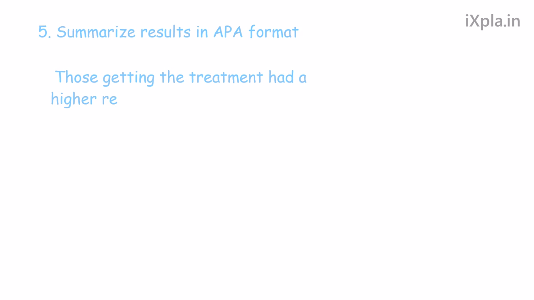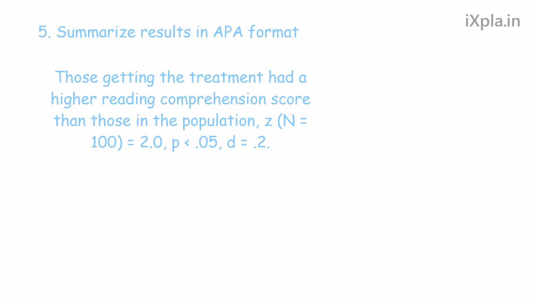The next step is to summarize the results in an APA format of a result. Now, there's lots of ways of doing it. Basically, what you have to do is write a complete sentence that just says what the result was. Did the sample mean come out to be significantly higher than the population mean? So you simply need to write a sentence about the result. Here's one way you might do it. Those getting the treatment had a higher reading comprehension score than those in the population.